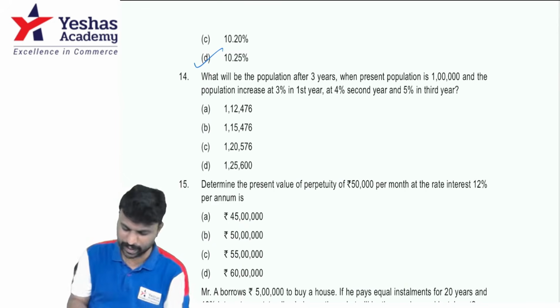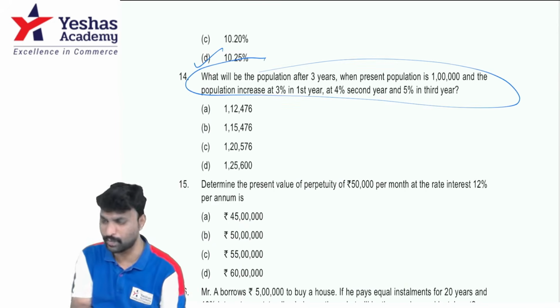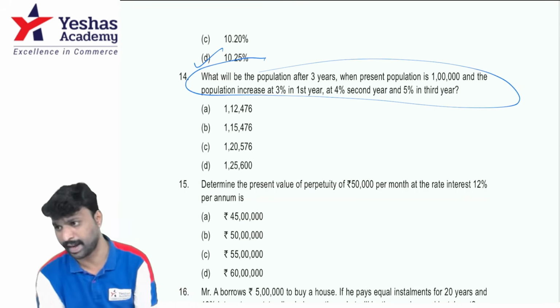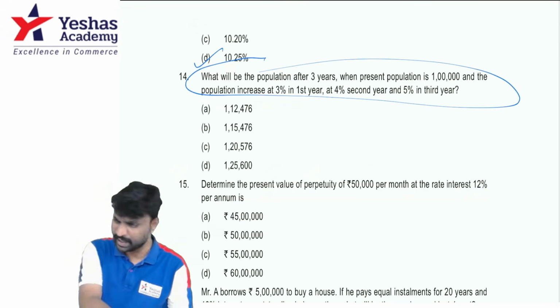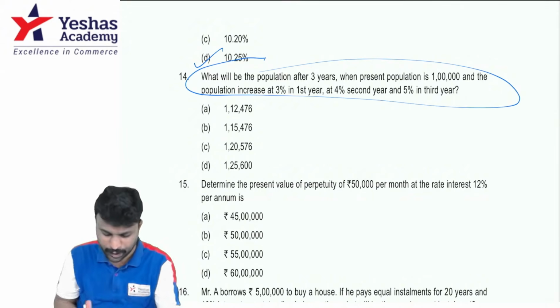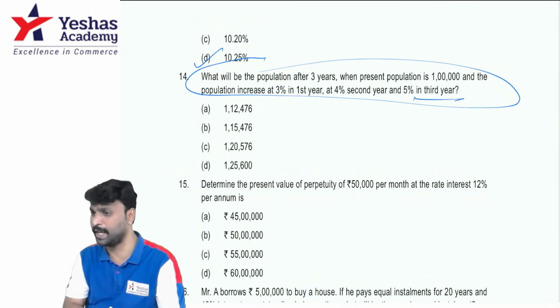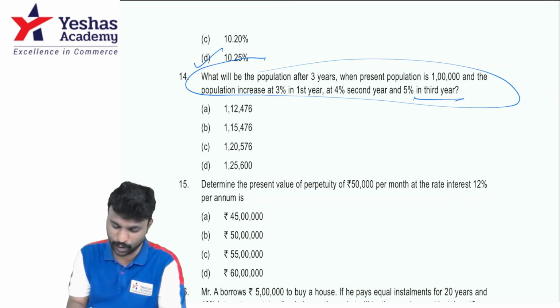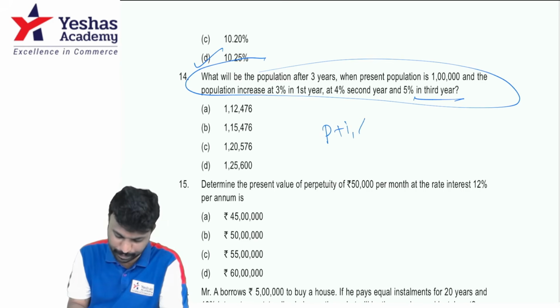Moving on to the 14th one, guys, it's one of our practice questions, one of our example questions. I have discussed this in the regular class, right? Even in the marathon video also, right? So the population at the end of third year, we need to find. Population growth is always a CI growth, and the rate of interest is given for each year separately. So you can always do P plus I1% plus I2% plus I3%.